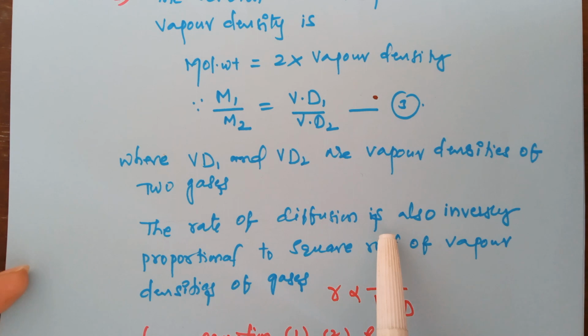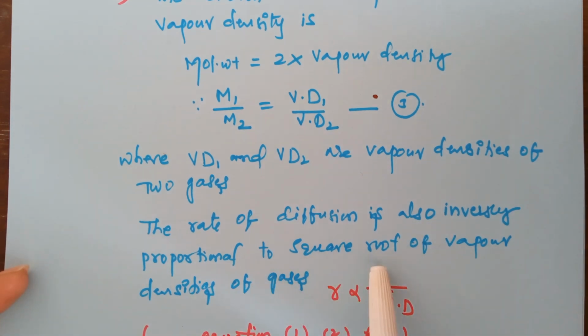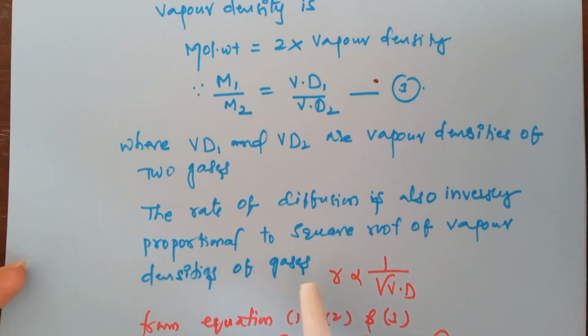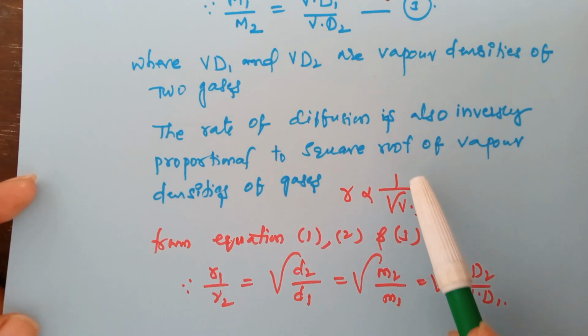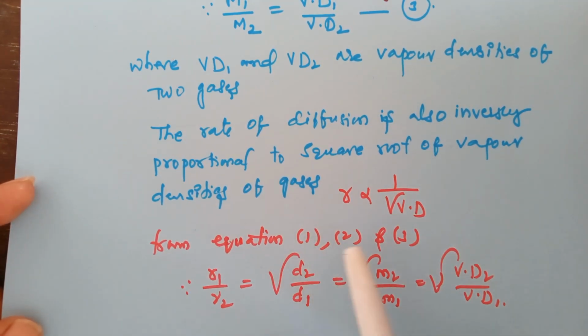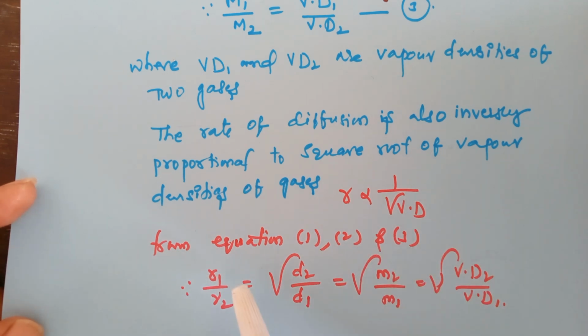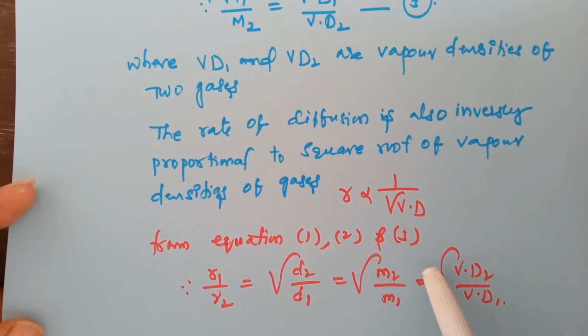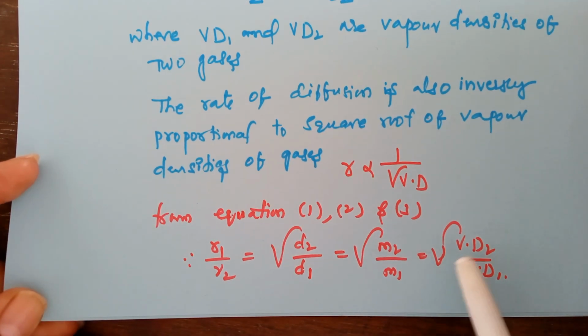The rate of diffusion is also inversely proportional to the square root of vapor density of gases, that is R is inversely proportional to 1 by square root of VD. From equations 1, 2, 3, R1 by R2 is equal to square root of d2 by d1, and is equal to square root of M2 by M1, and is equal to square root of VD2 by VD1.